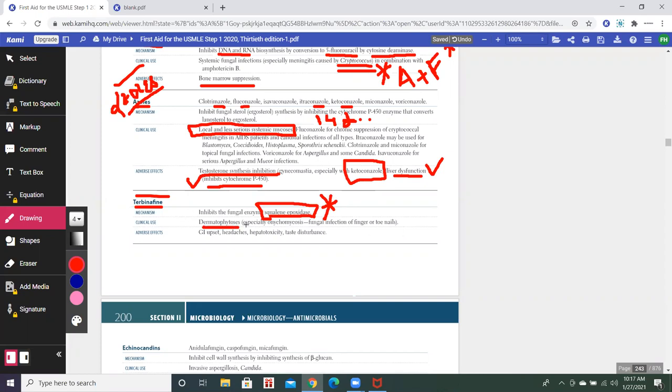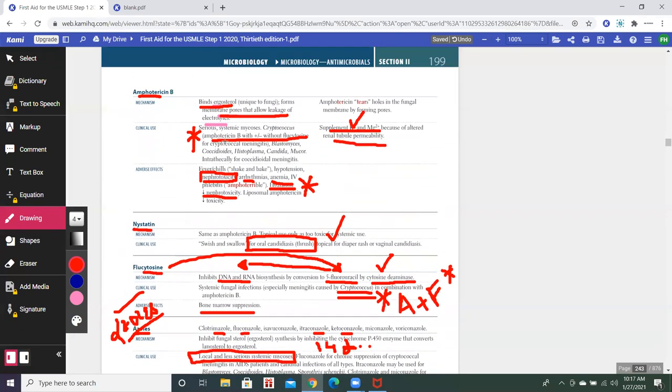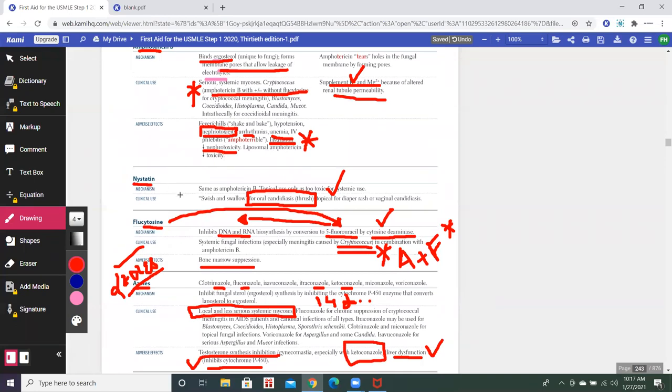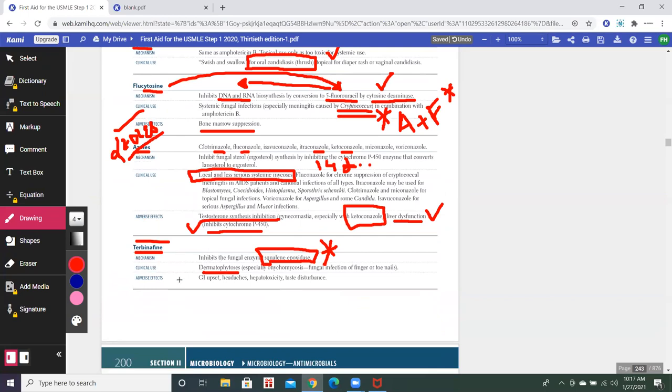Now we have dermatophytosis. Till now, we have learned mostly about the drugs which are used for systemic fungi, especially nystatin, which was more for local candidiasis, but all the other ones were for systemic fungi. Terbinafine is used for dermatophytes. So terbinafine terminates lanosterol, and you can also try to remember this by T for terbinafine, T for tinea, for all the dermatophytes which will be targeted by terbinafine. Are we clear about this?